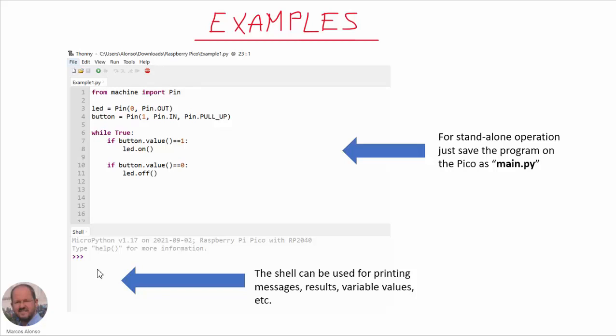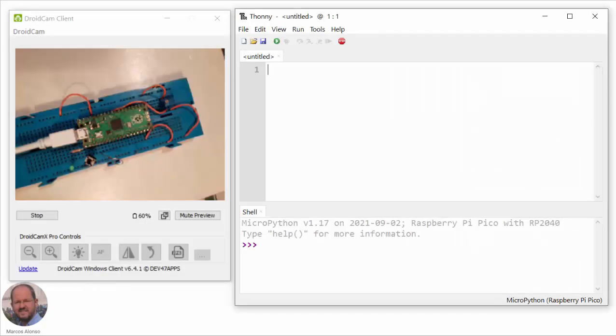Finally, when we have our program ready and want to operate the board in a standalone fashion without connection to the computer or anything, then we only have to save our program in the Raspberry Pi Pico with the name main.py. Let's see now some examples here.